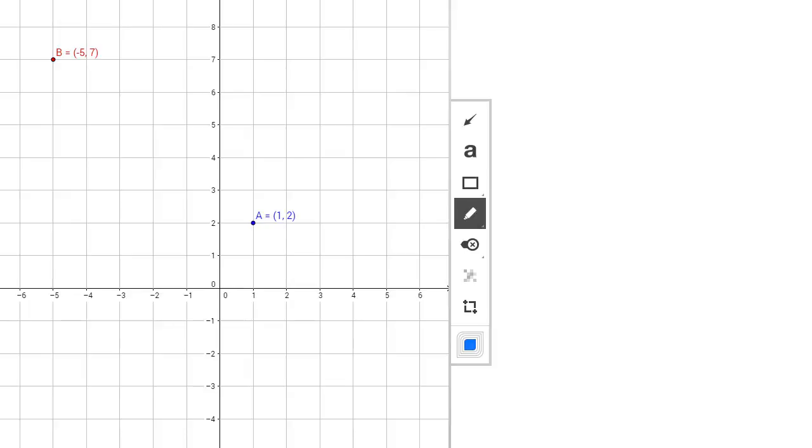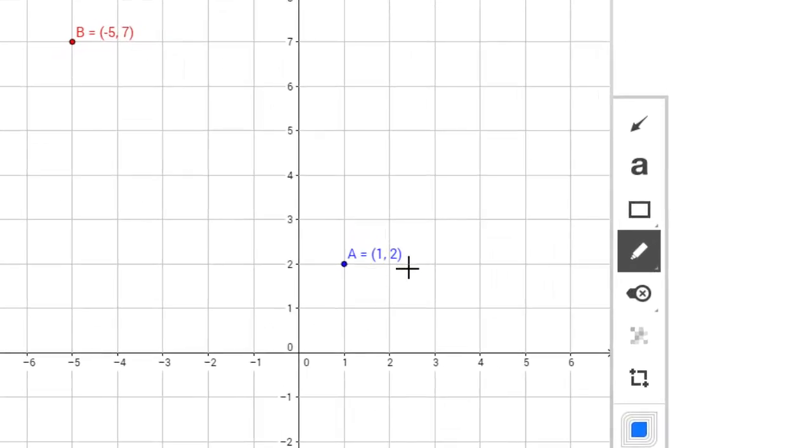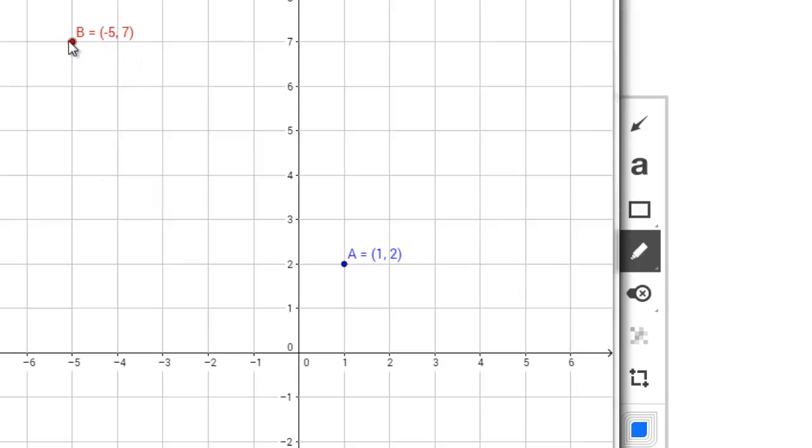If you're asked to find the distance between 2 points, for example, we have the point A, which is at 1, 2, and B, which is at the ordered pair -5, 7. How long is this line segment?